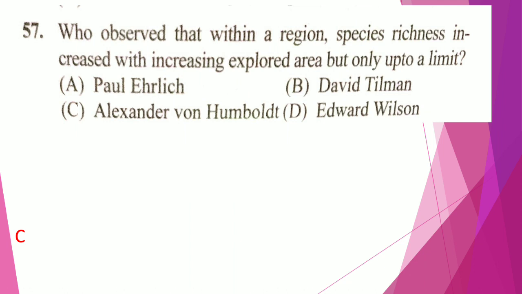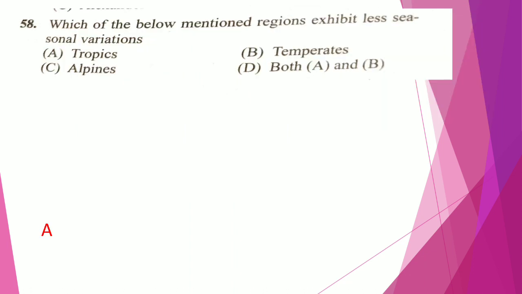Who observed that within a species richness region, species richness increases in an explored area only up to a limit? It was told by the scientist Alexander von Humboldt. The answer is C.